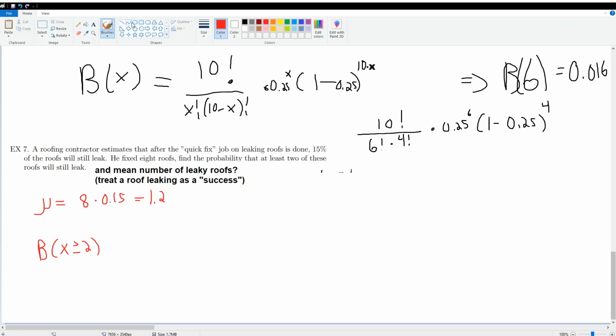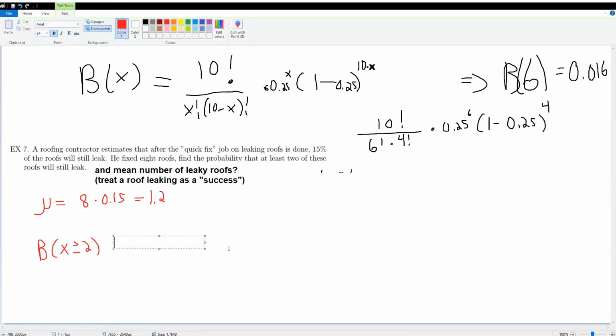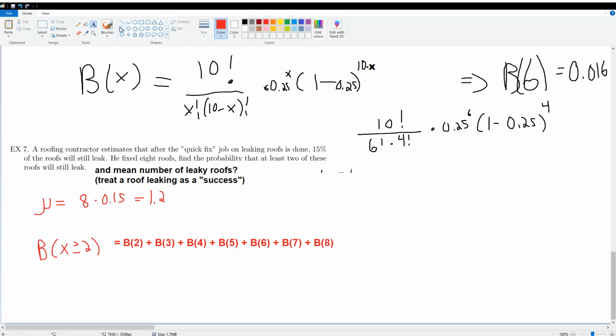So you would literally, and this is where I'm just going to type it, that would be equal to b of 2 plus b of 3 plus b of 4 plus b of 5 plus b of 6 plus b of 7 plus b of 8. You can technically do that, but there's an easier way, the complement law. This is equal to 1 minus the chances of x being below 2. So now that you have this hint, if you got stuck, see if you can try to solve it now.